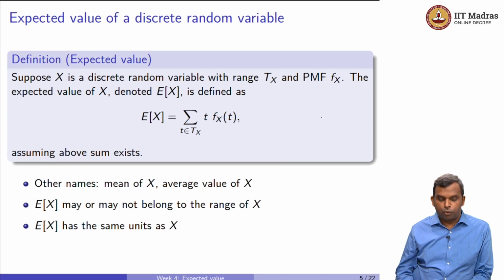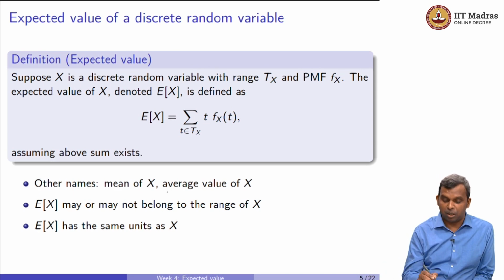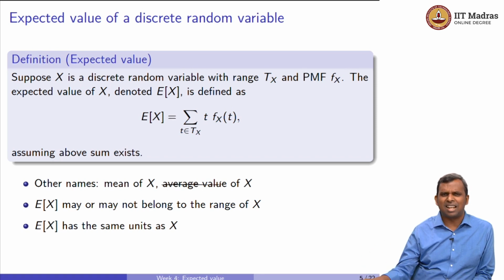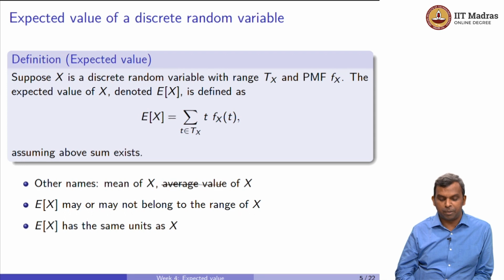A few remarks. There are other names. A lot of people use mean of X. If you say mean of a random variable, it's exactly the same as the expected value of X. Some people call it the average value of X. It's not a very nice thing to say average value. It's better to say mean of X or expected value of X. So maybe I should put a small strike through here to say that average value is okay, it's sort of clear, but maybe not a good terminology here.